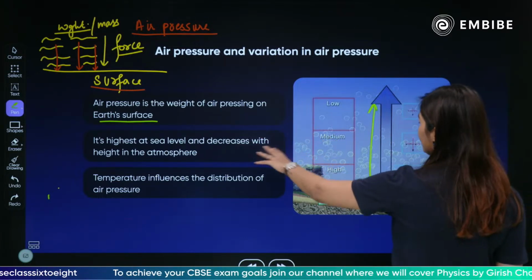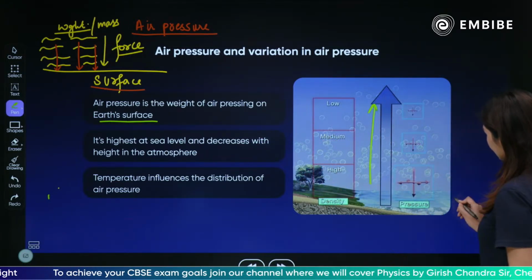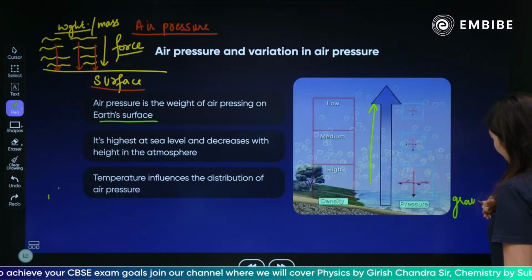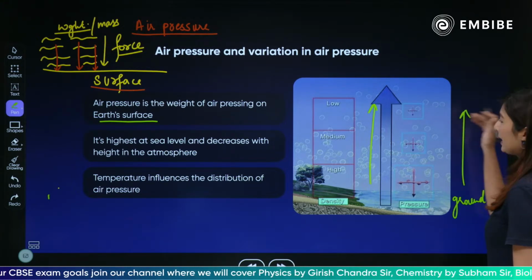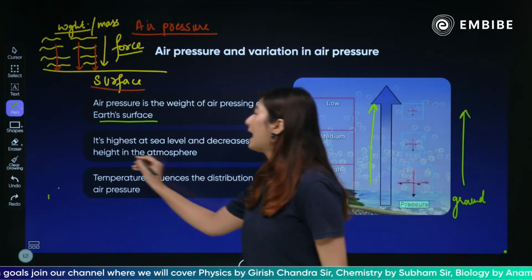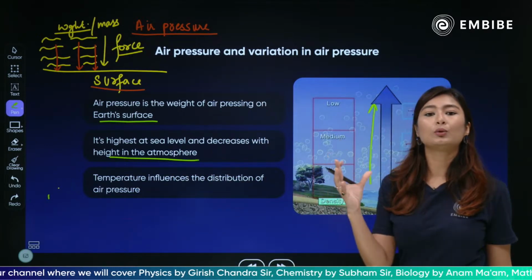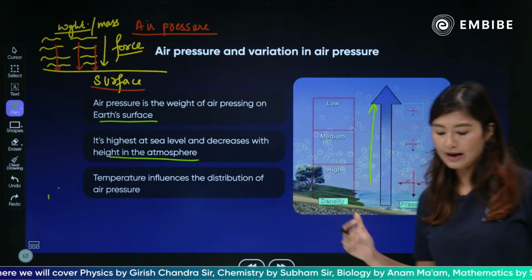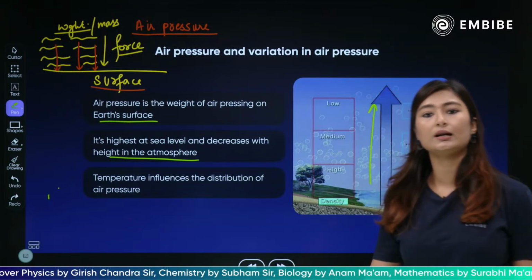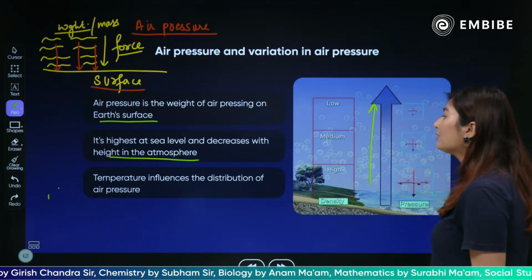So the pressure is highest at the sea level, which is basically the ground level, and as you go up, the pressure will decrease with the height in the atmosphere, because the amount of air, the density of air, decreases, right?